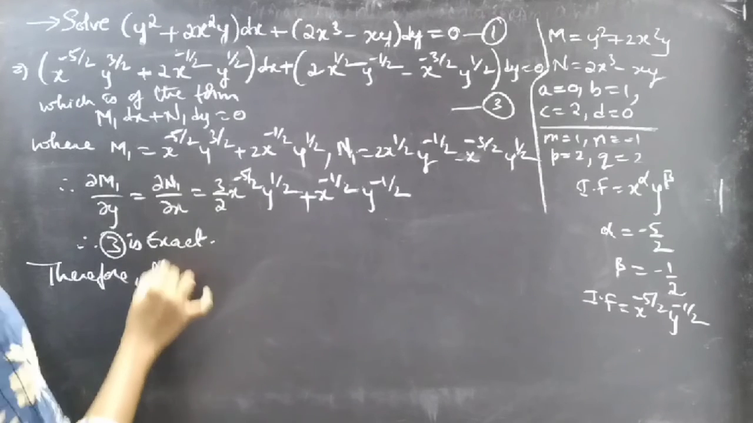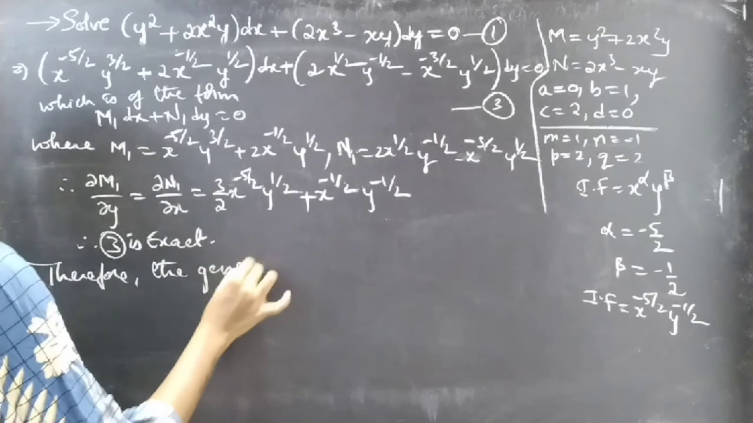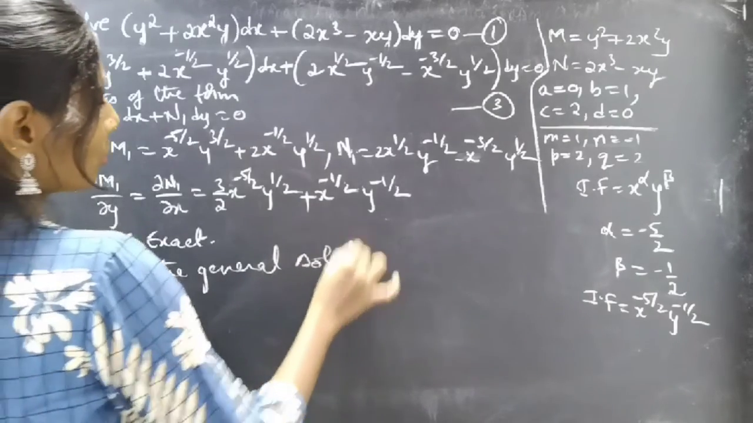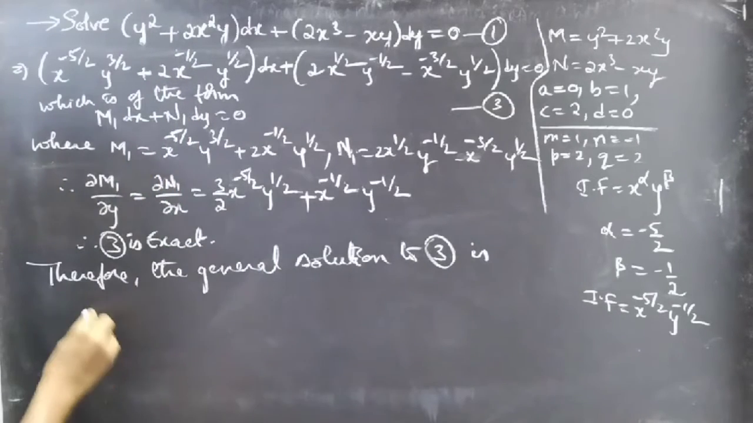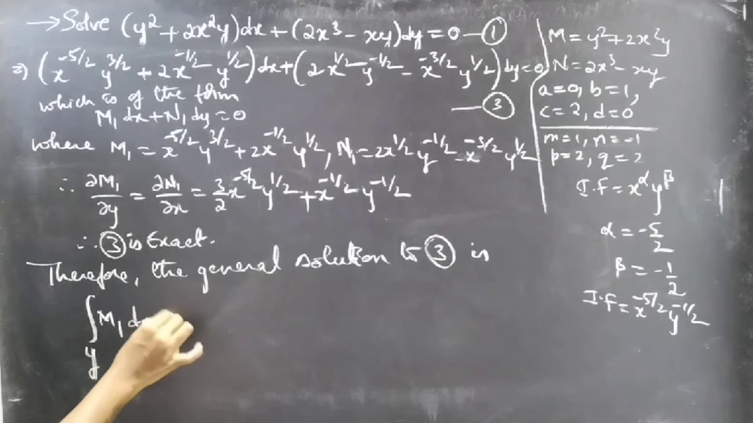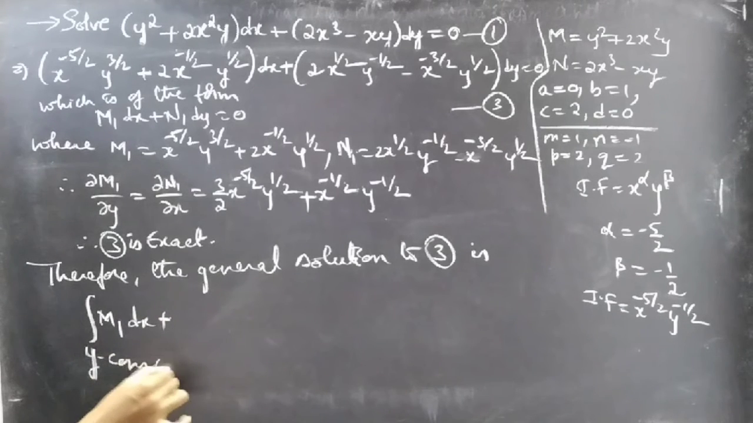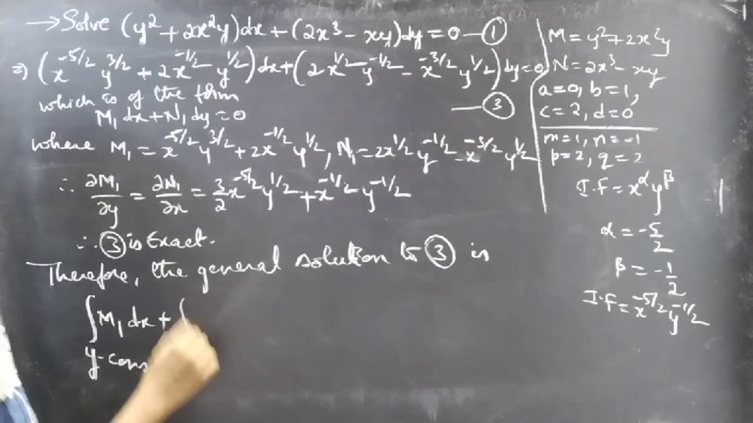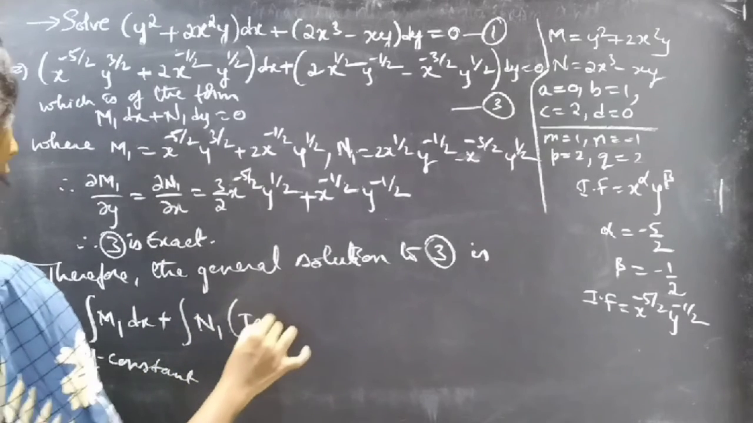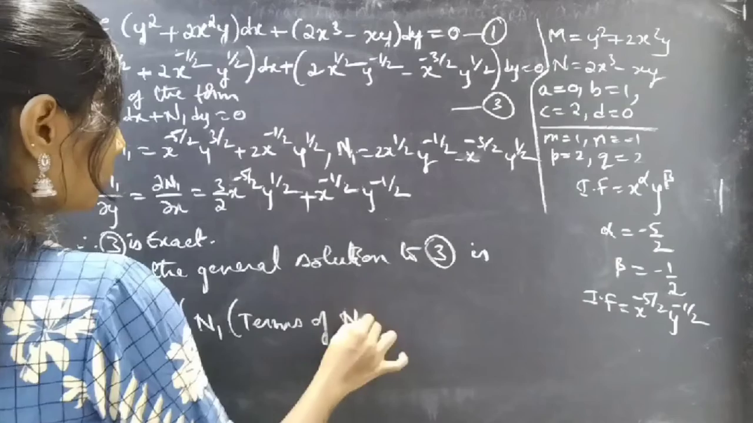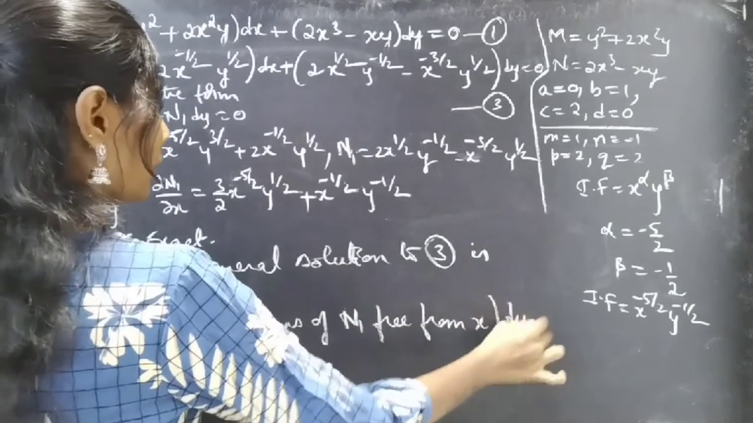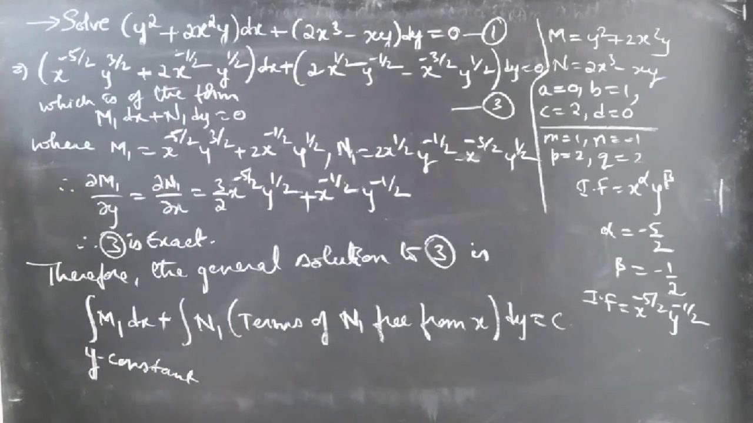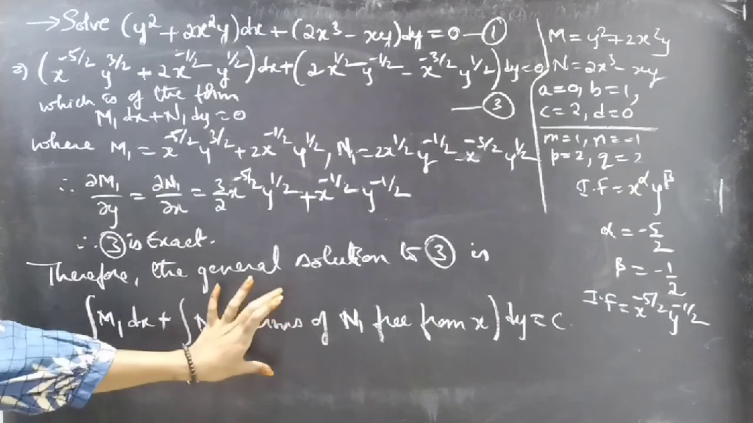Therefore, the general solution to equation 3 is given by the integral of M1 dx, that is treating y as constant, plus the integral of the terms of N1 free from x, into dy, equal to c, right? Let's now find the first integral and second integral.